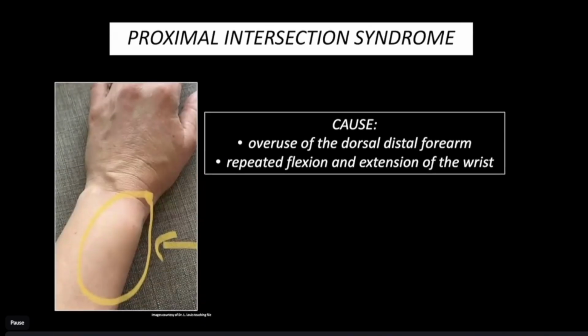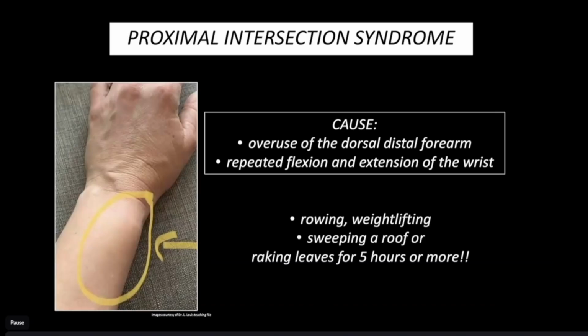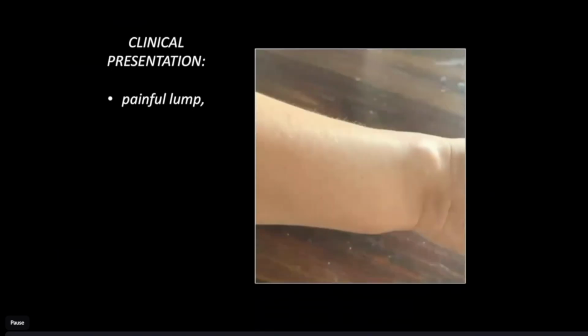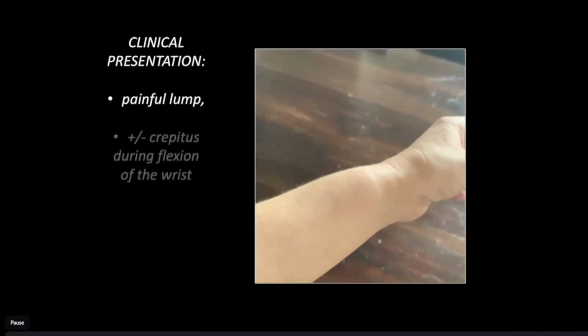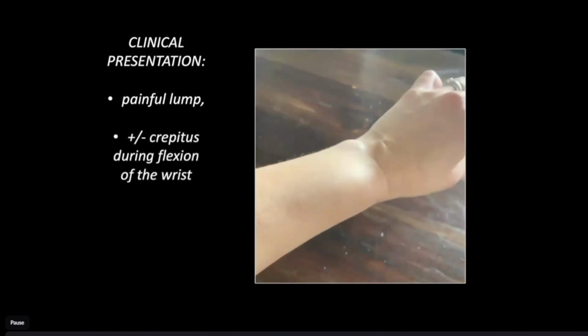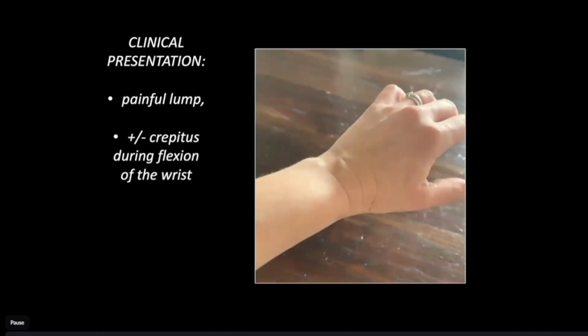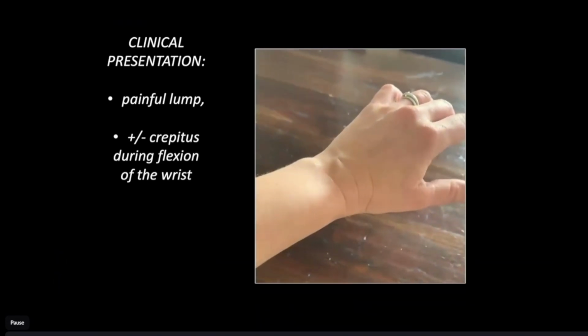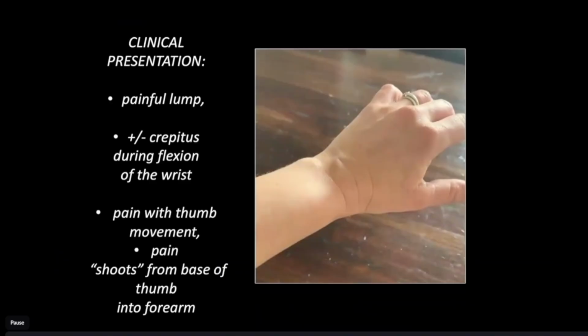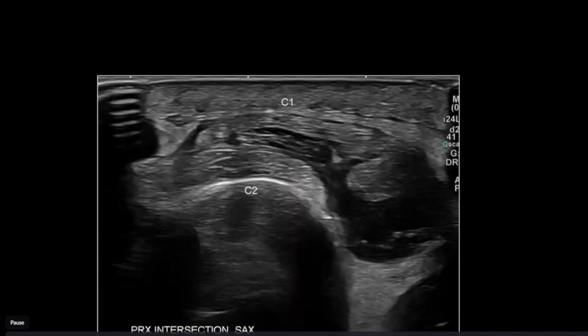This patient came to us because he was having pain at her distal forearm. Often, this proximal intersection syndrome is caused by overuse, repeated flexion and extension, commonly rowing or weightlifting, maybe sweeping a roof for 5 hours or raking leaves for 5 hours or more. That was her history. They have a painful lump, and often there is some crepitus that you can feel or hear during flexion and extension of the wrist. She complained of pain with movement of her thumb, and she said it was shooting up from the base of her thumb and into her forearm.